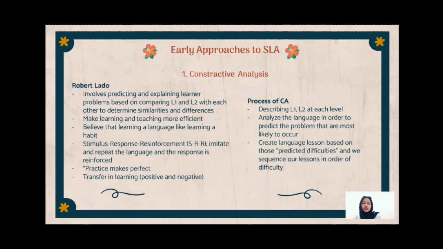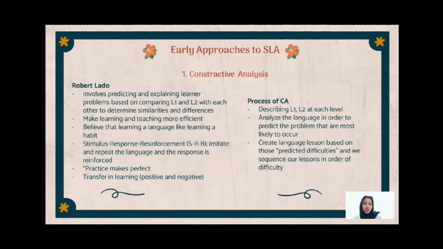The pioneer is Robert Lado, and CA was influenced by the theories of structuralism and behaviorism. Early proponents of CA assumed that language acquisition essentially involves habit formation in a process of stimulus, response and reinforcement. They imitate and repeat the language that they heard, and when they are reinforced for this response, learning occurs. The implication is that practice makes perfect.